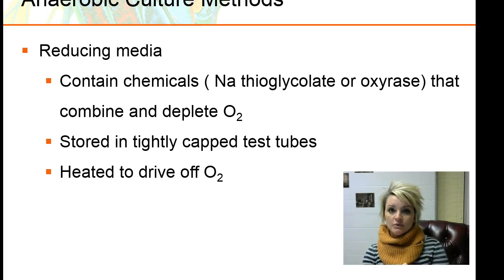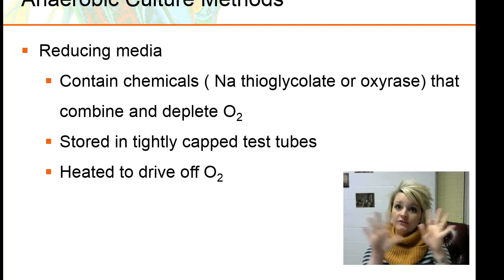We also have to be very careful about the cultures when we're growing them anaerobically, because we have to make sure no air can leak into them. We have to make sure we heat the media to drive off any extra oxygen. We can't expose it to the air at any time.